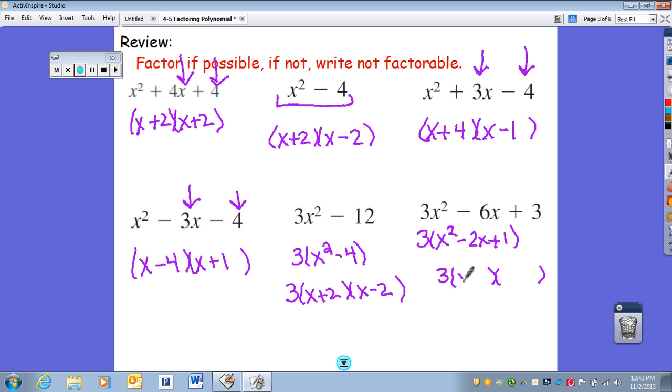So x times x would give me x squared, and 1 times 1 would give me 1. However, I want to multiply those two numbers together to give me a positive 1, but when I add them together, I want to get a negative 2. So that would make both of these negative. You can also rewrite this as 3 times the quantity x minus 1 squared.